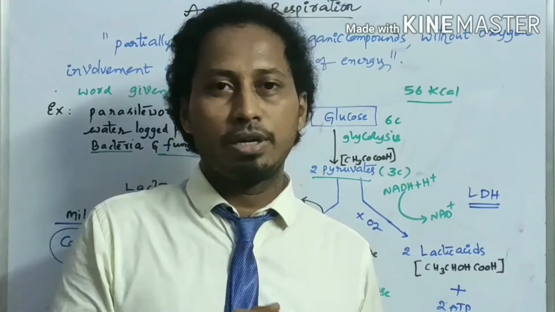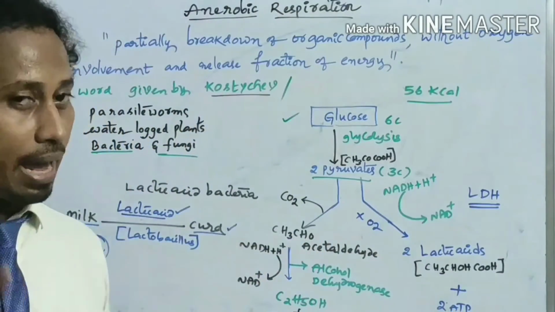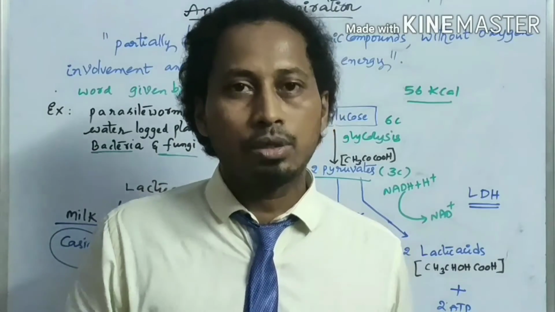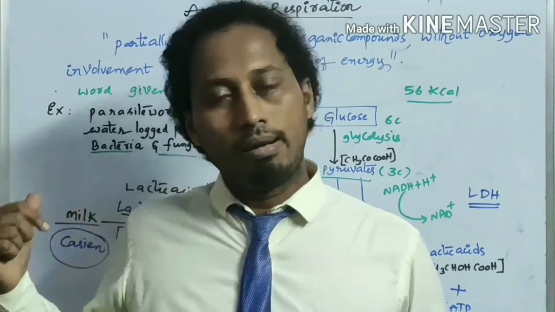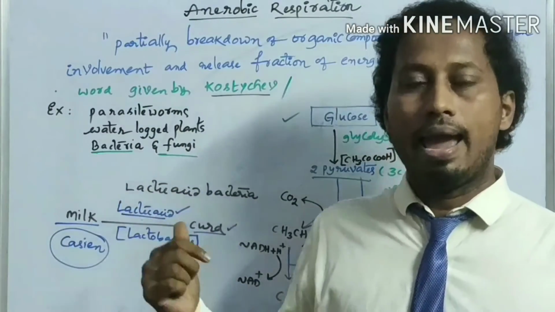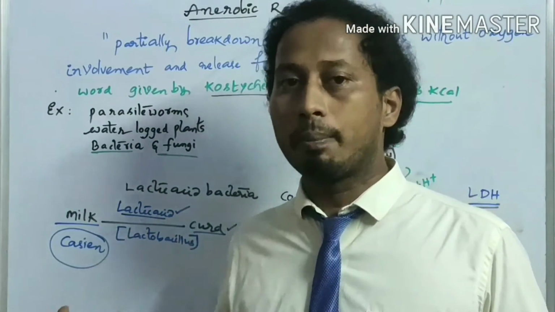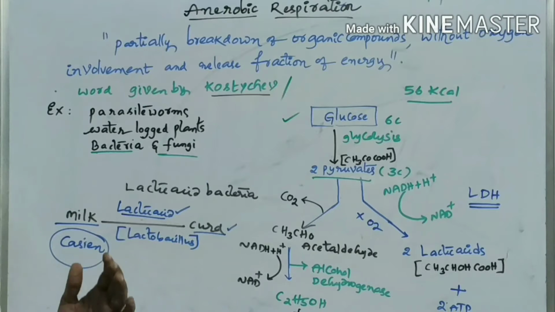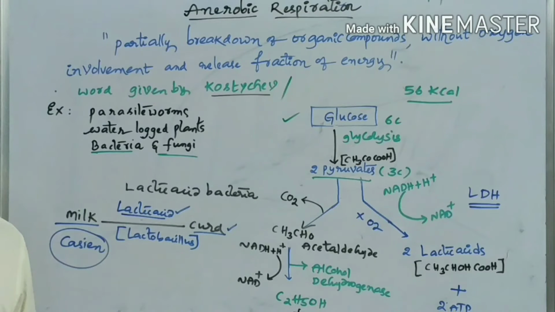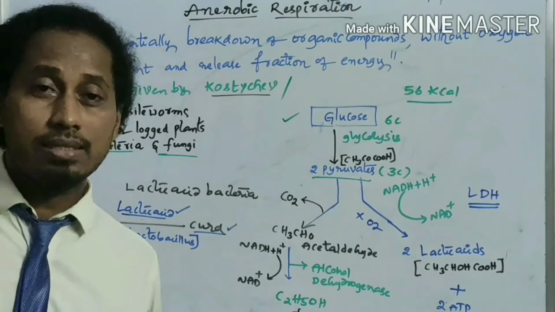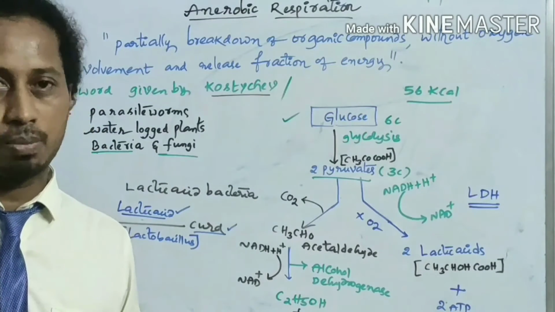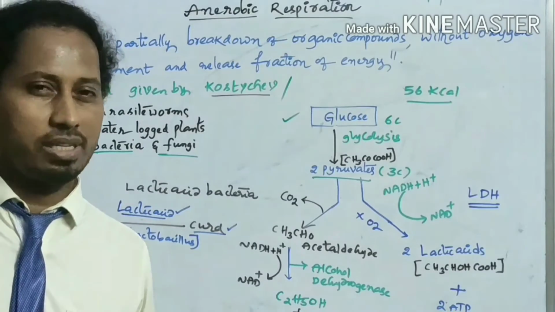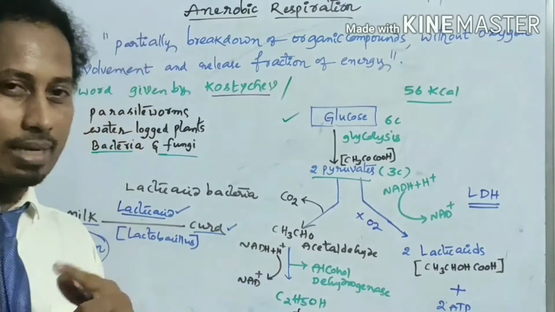The term anaerobic respiration was given by Kostychev, and it takes place in organisms like bacteria, fungi, some plants such as waterlogged plants, and some parasites such as Ascaris, which belong to the Nemathelminthes and Platyhelminthes. Even plants and animals do not continue anaerobic respiration for a long time because their activities require a lot of energy. That is the main reason.